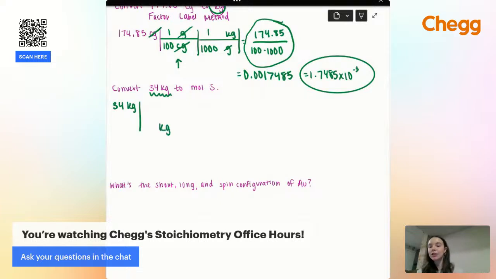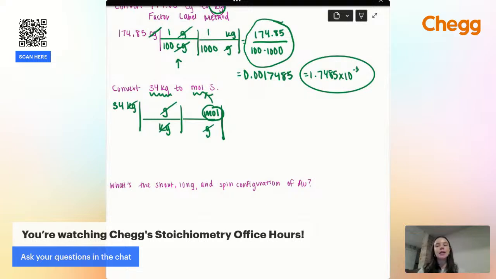So we're going to go kilograms to grams. Again, put kilograms on the bottom to cancel out kilograms on the top and leave me with grams. And then we're going to want to go grams to moles because the problem is asking for moles. So if we just kind of show the algebra, our kilograms are going to cancel out and our grams are going to cancel out. We're just going to be left with moles, which is what the problem asks. So now we are going to plug in those conversion factors.